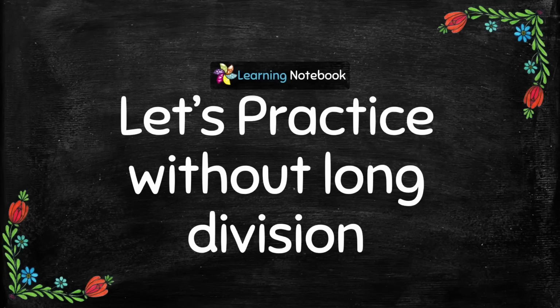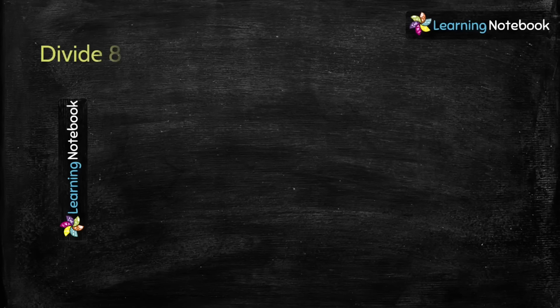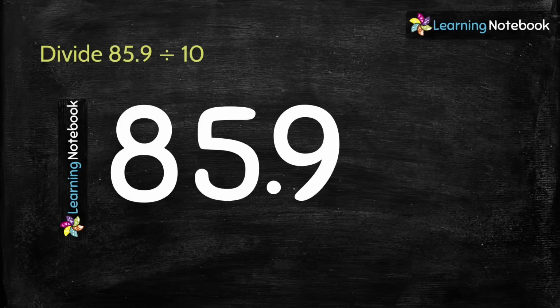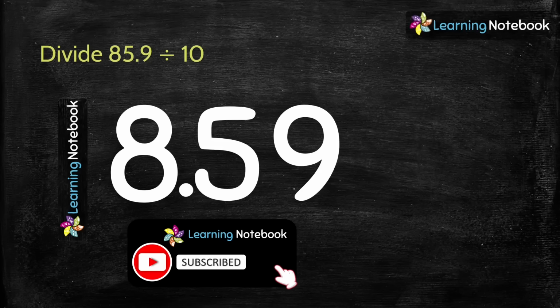Now students, let's practice such division of decimal numbers but without long division method. Question is, divide 85.9 by 10. Students, we have just learned that when a decimal number is divided by 10, the decimal point moves to the left by 1 place. So here answer is 8.59.